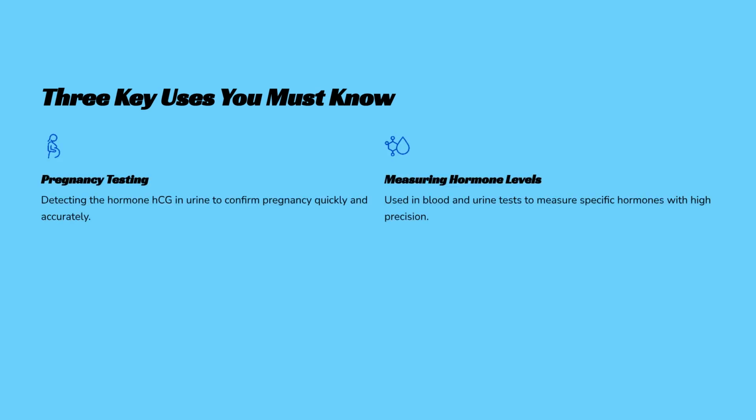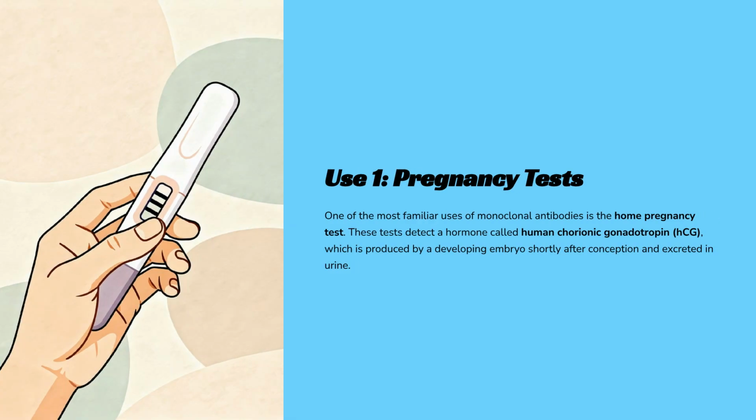Monoclonal antibodies have a wide range of critical applications. The 3 primary uses you should know for your exam are pregnancy testing, measuring hormone levels, and identifying pathogens or delivering drugs. One of the most common applications is the home pregnancy test.